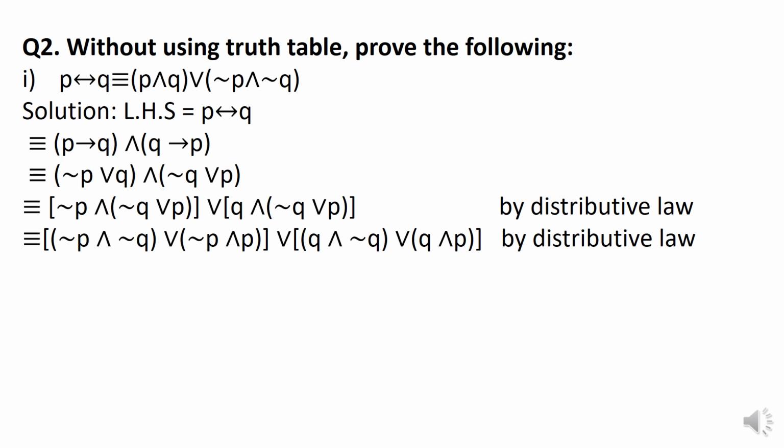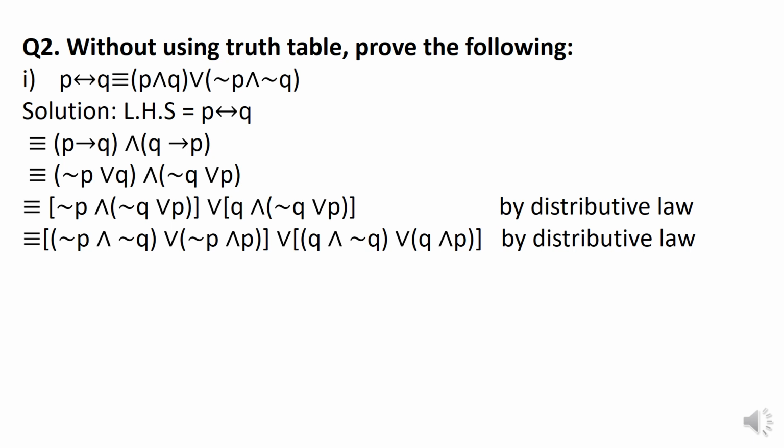Then we get the next step. In the next step, it is like opening the brackets and multiplying. That is, not P and is applied to not Q or P, both of them. So we get (not P and not Q) or (not P and P) or (Q and not Q) or (Q and P). The same thing is done over here also. This is by distributive law.